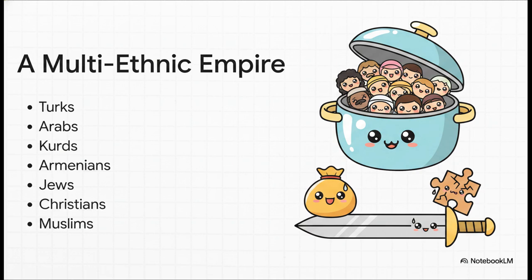Christians, and Muslims. Now, drawing on the immense resources, trade networks, and cultural strengths of so many diverse peoples is exactly what made the empire incredibly wealthy and enduring in the first place. But, and this is a huge but, that exact same diversity made it inherently fragile. It made it incredibly difficult to hold together when external pressures really started to mount.